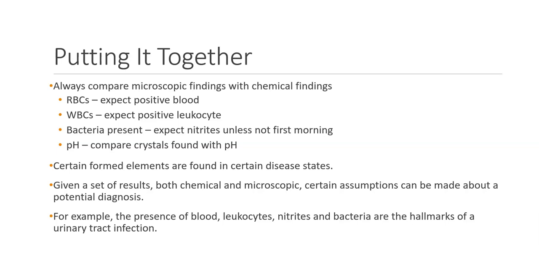And pH is really important when you get to crystals. Some crystals form in an acid pH, some crystals form in an alkaline. So put it all together and make sure it makes sense. Certain formed elements are found in certain disease states. Given a set of results, both chemical and microscopic, certain assumptions can be made about a potential diagnosis. For example, the presence of blood, leukocytes, nitrites, and bacteria are the hallmarks of a urinary tract infection.